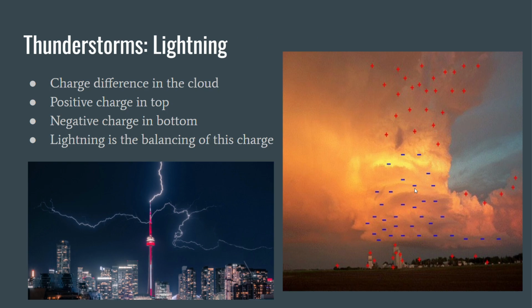And so thunderstorms cause lightning, and lightning is the charge difference in the cloud, with the positive charge at the top and the negative charge at the bottom, and the balancing of this charge is lightning. It often strikes tall objects such as the CN Tower.